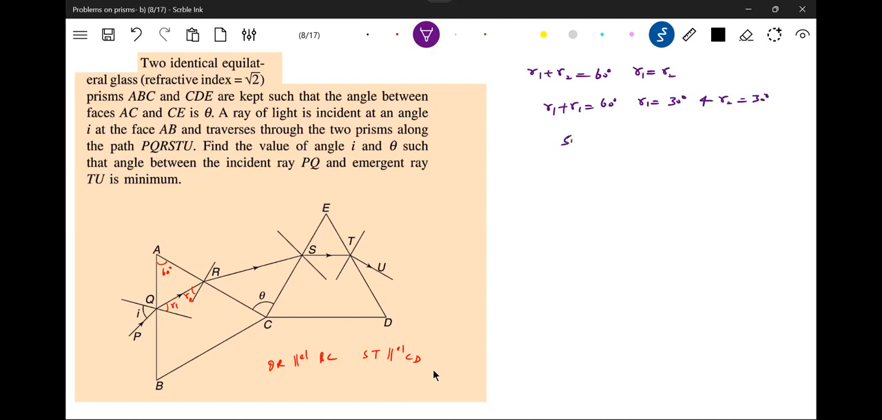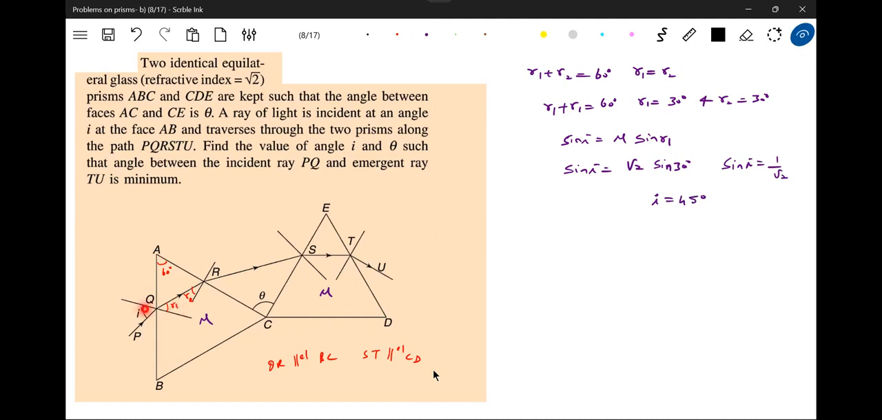Then sin I is equal to mu sin R1. Mu is how much? Root 2. Sin R1, sin of 30 degrees. So sin I equal to 1 by root 2. So this angle is what? 45 degrees. Then this angle should also be 45 degrees.